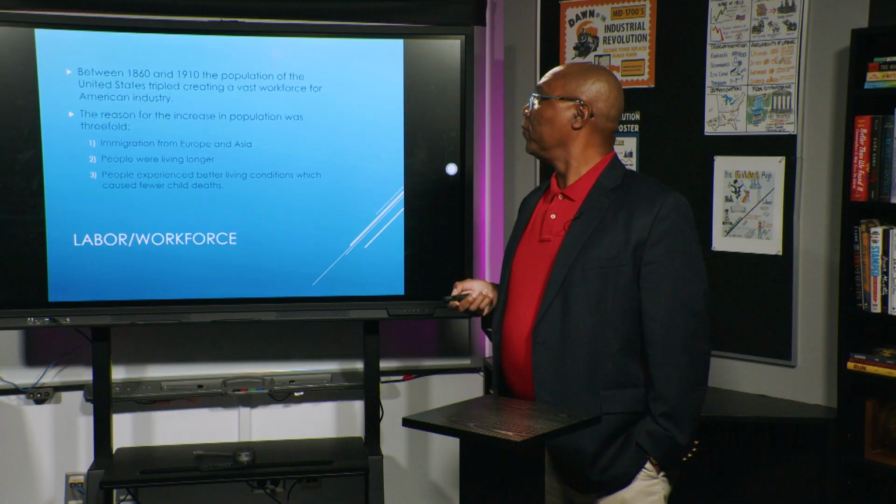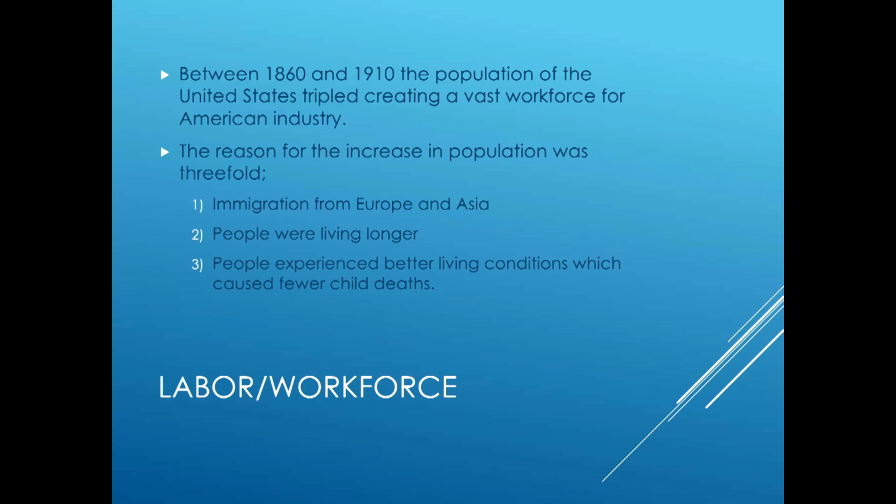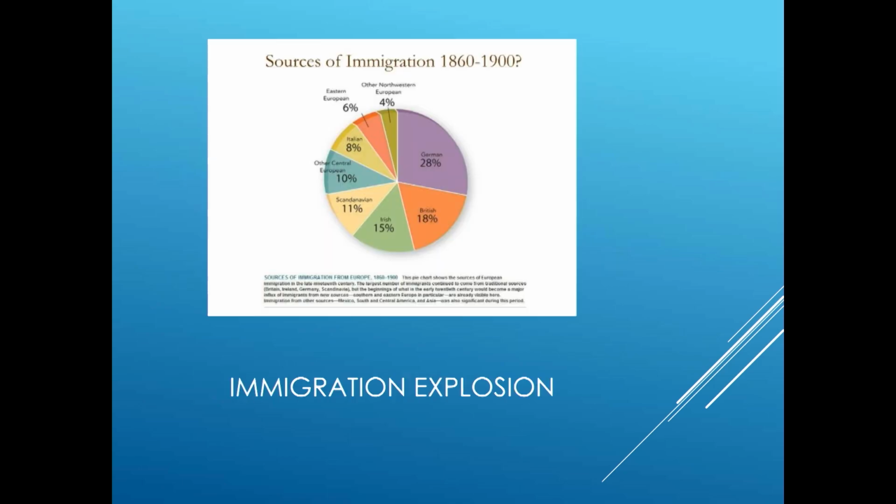The labor and workforce. Between 1860 and 1910, the population of the United States tripled, creating a vast workforce for American industry. The reason for the increase in population was threefold. Number 1, immigrants from Europe and Asia. People were living longer, and people experienced better living conditions, which caused fewer child deaths. So more children living, people living longer, and immigration from other areas around the world.